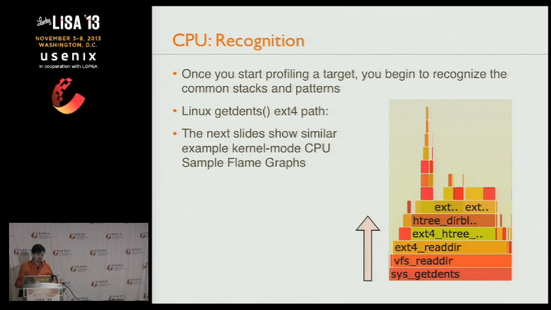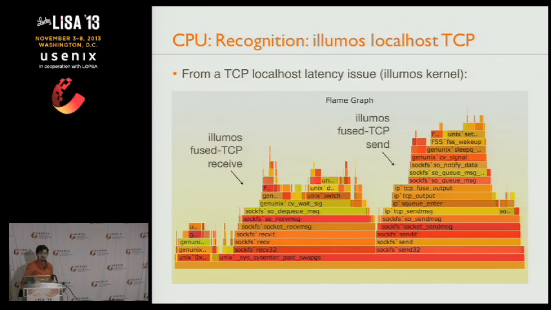You actually start to recognize common things in flame graphs. Once you start profiling a target, I start to recognize, yeah, that's the getdents that shows up from going into ext4. So here are some other examples of common things that I tend to see. Just to give you an idea, this is the stack recognition. There'll be a test at the end of the keynote. So this is the illumos kernel, a kernel CPU flame graph. And I can see there's my fused TCP receive path, my fused TCP send path. And great, I can see how the kernel's working and what code is calling who.